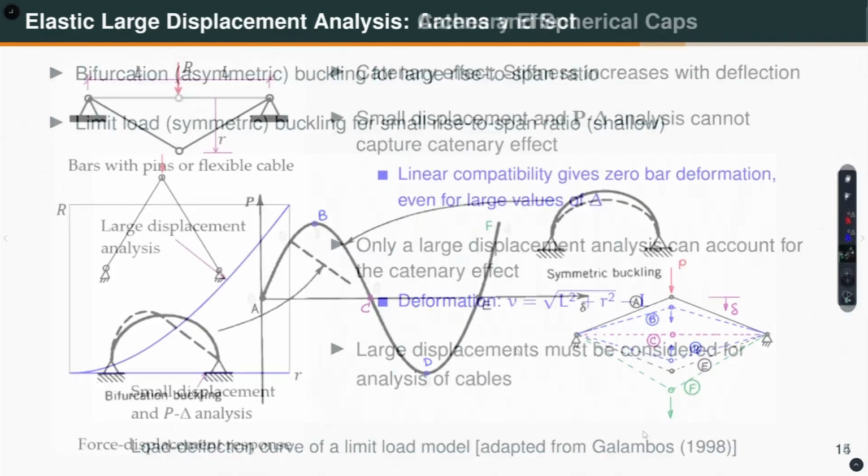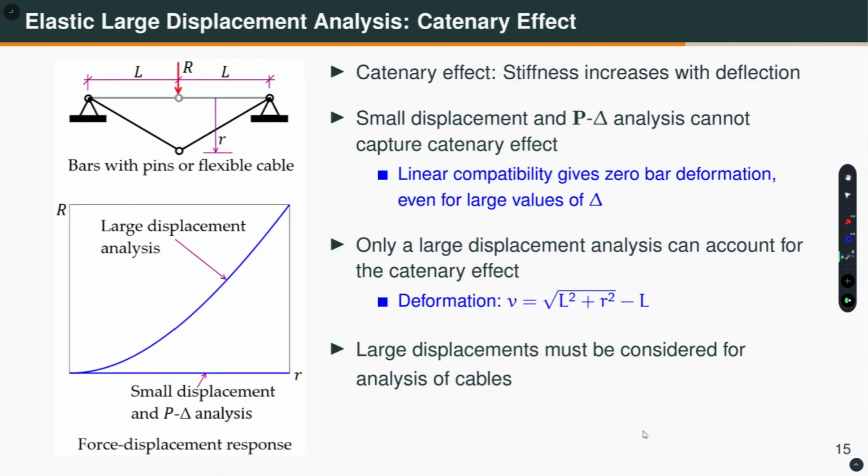Okay. Another example of elastic large displacement analysis, when do we need to do it? Let us say when we want to consider the catenary effect. For example, I now start with this configuration, two rods which are pinned.